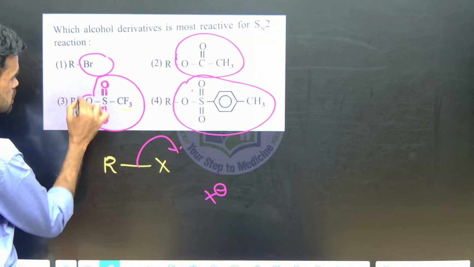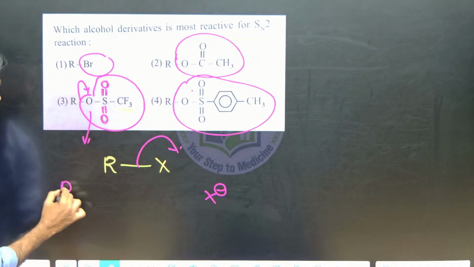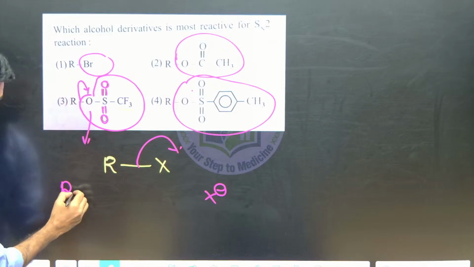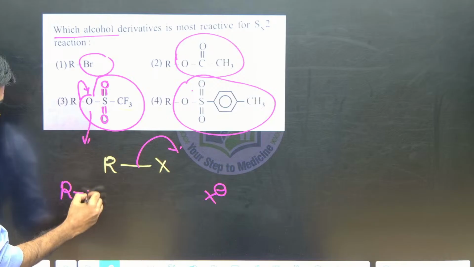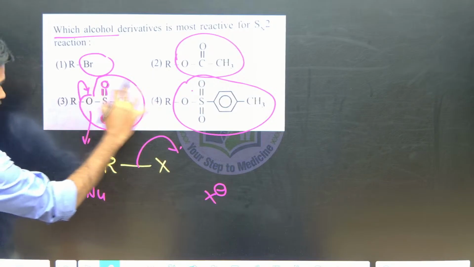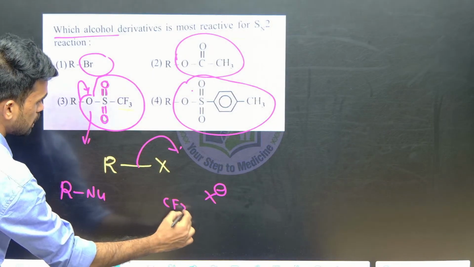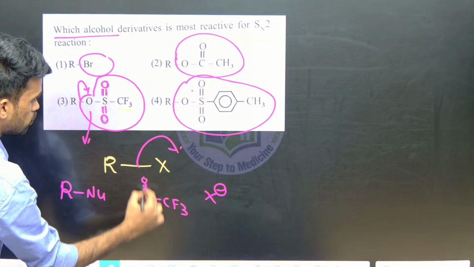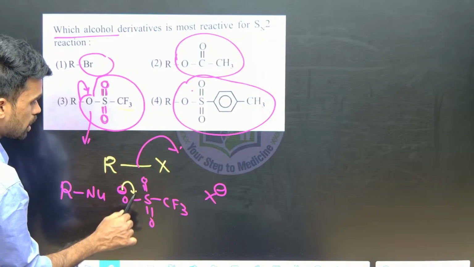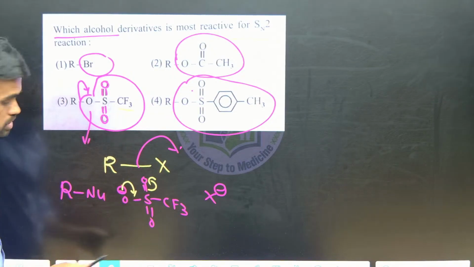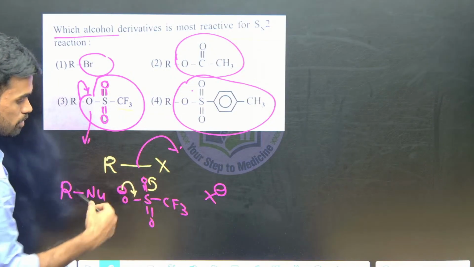So if I remove this compound from here, you will get R, which is an alcohol derivative. Some nucleophile comes in, and the part coming out of here is CF3 S double bond O minus. This can be stabilized by resonating effect like this. Whenever we have resonance, that will be more stabilized.